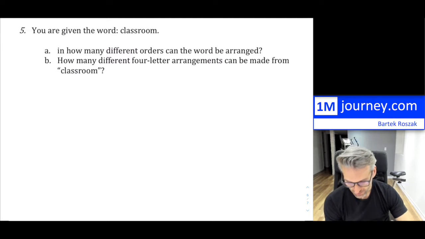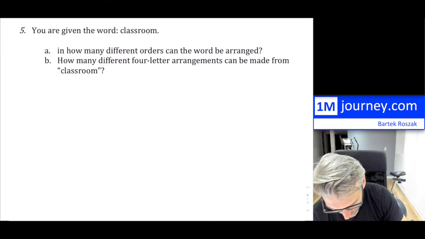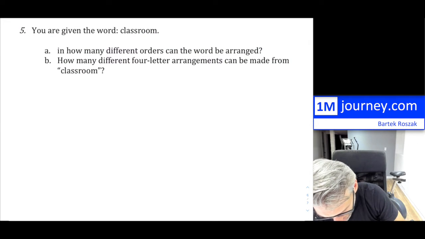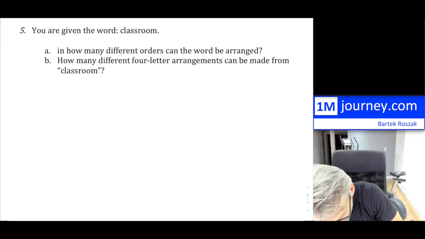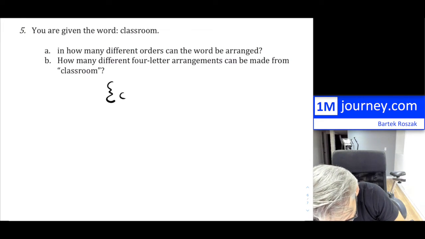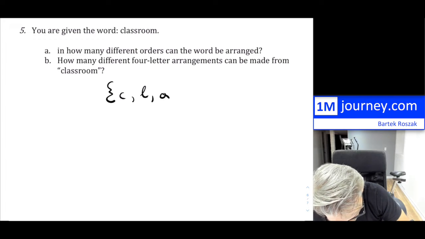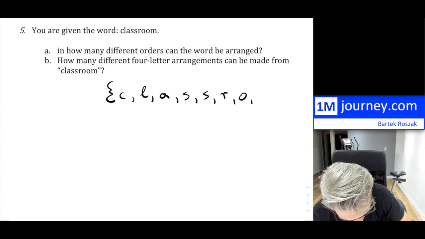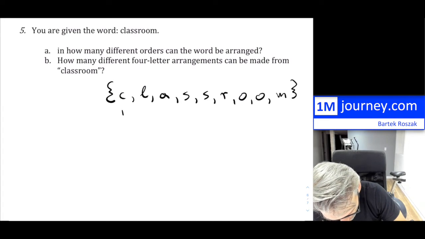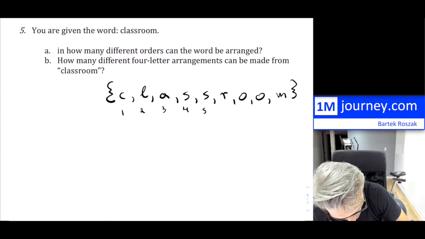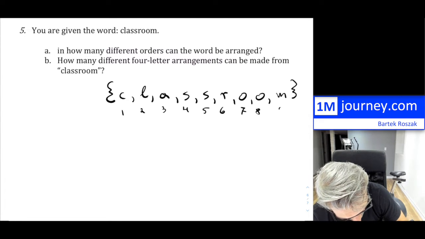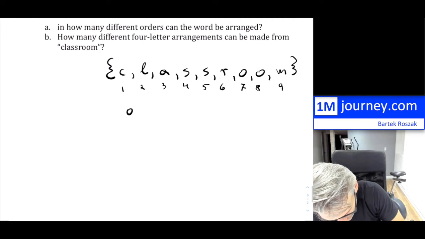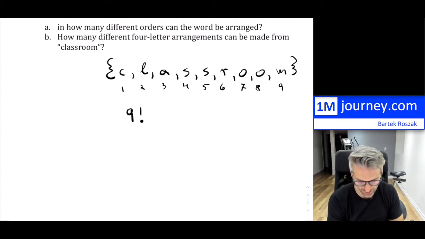Okay, so for part A, in how many different orders can the word be arranged? Well, as I already said, we have C, L, A, S, S, R, O, O, and M. That would be 1, 2, 3, 4, 5, 6, 7, 8, 9 letters. With 9 letters I know I can rearrange them 9 factorial ways.